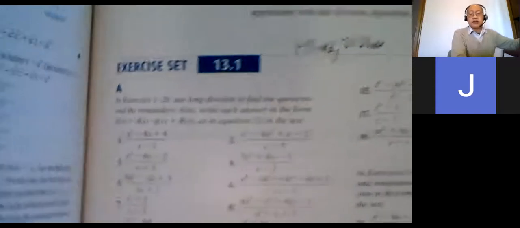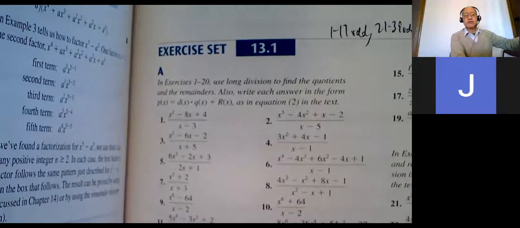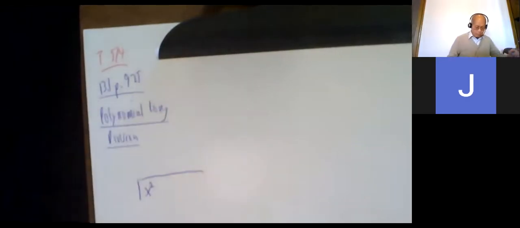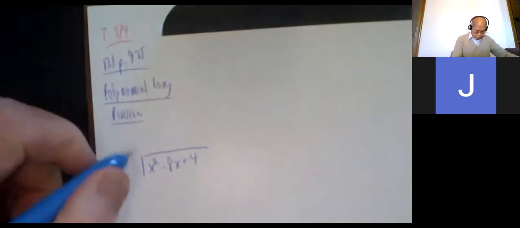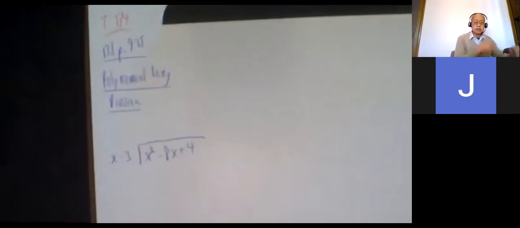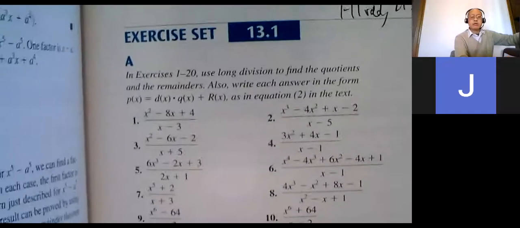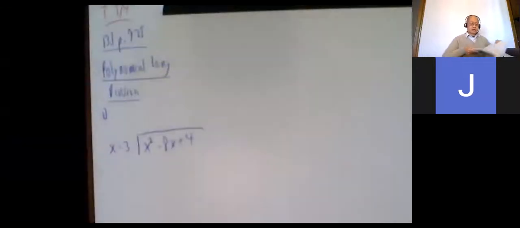Okay, we'll set up long division just like long division of numbers. Inside is going to be the x squared minus 8x plus 4. Outside is x minus 3. So it goes like this. Remember doing this before in algebra? So number 1, x squared minus 8x plus 4, that goes on the inside. And x minus 3 is on the outside.